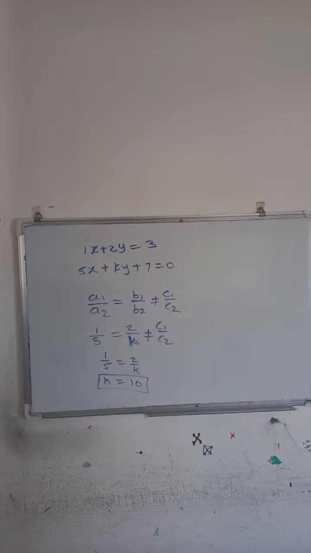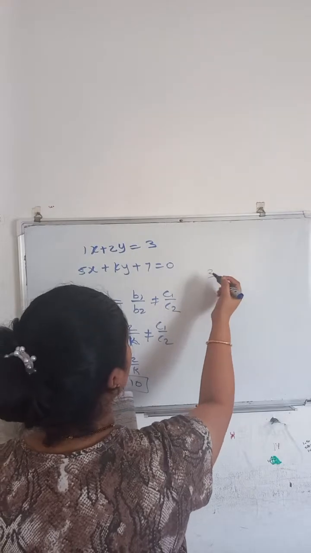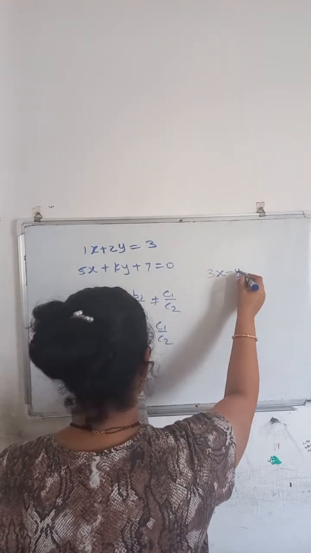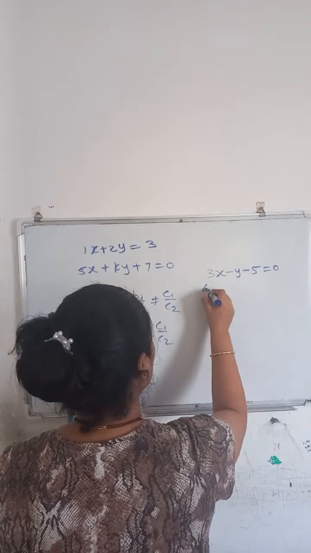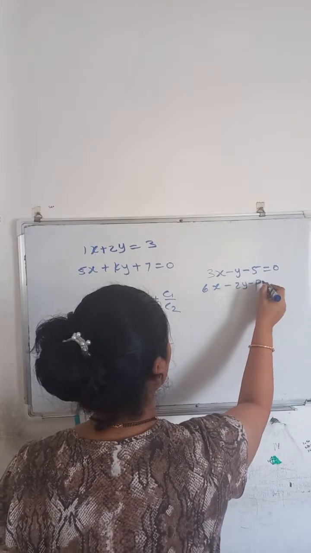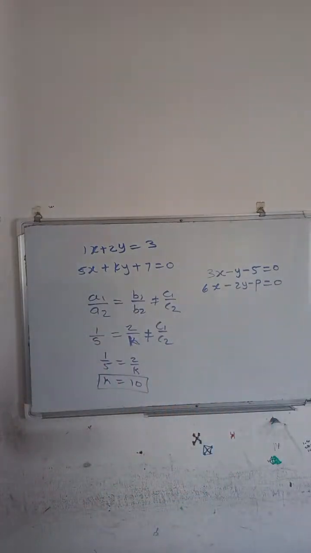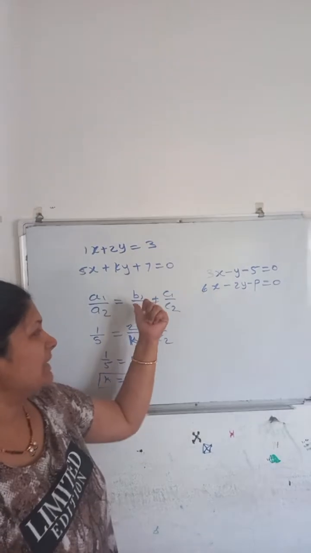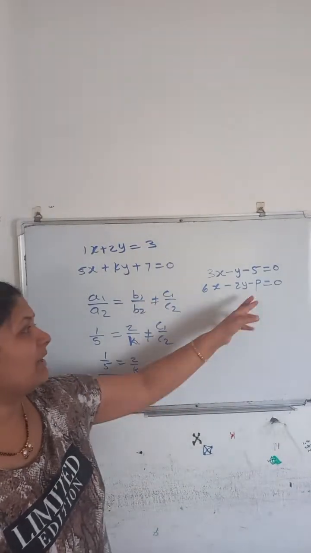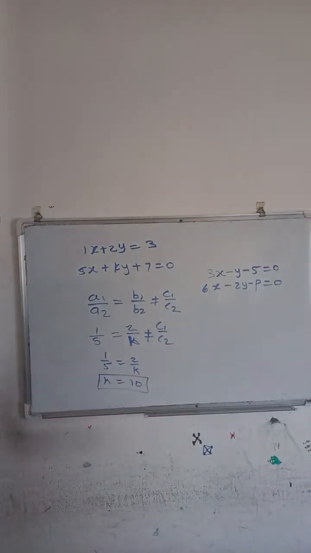Now under the same inconsistent equations, you can find out the answer for this. 3x minus y minus 5 is equal to 0 and 6x minus 2y minus p is equal to 0. So these are the pair of linear equations which are inconsistent. Inconsistent means parallel only. So here we have to find out the value for p. Take the same conditions and find out the value for p. Once you solve, type the message in the chat box. I am waiting for your answers.